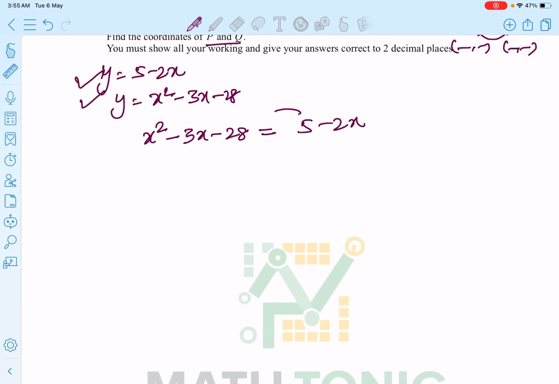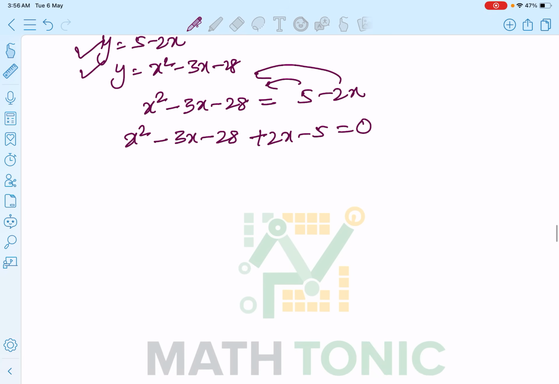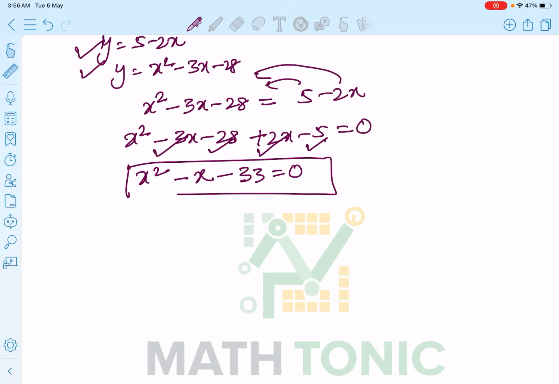Try to bring all the terms to one side and make it equal to 0. So x squared minus 3x minus 28 plus 2x minus 5 equals 0. Is it okay? So we got x squared, minus 3x plus 2x becomes minus x, and minus 28 minus 5 becomes minus 33, equals 0. Got it? Now we need to find the value of x.